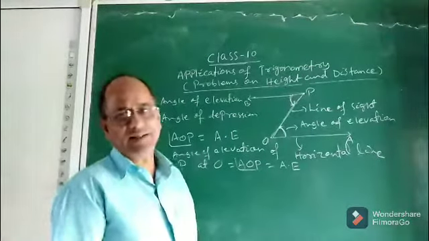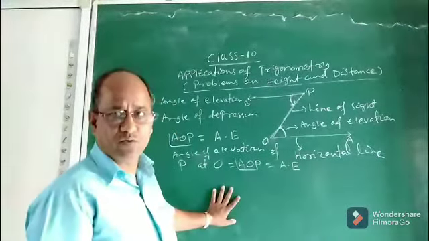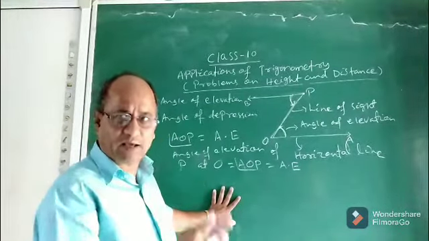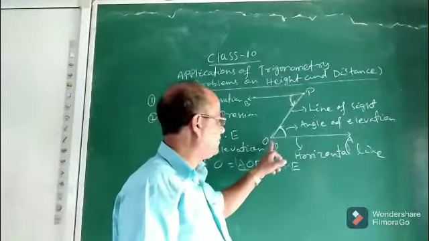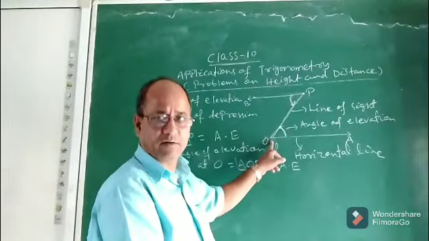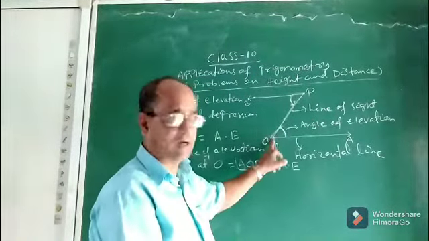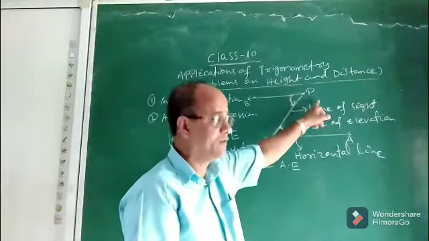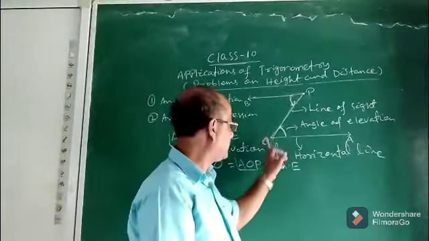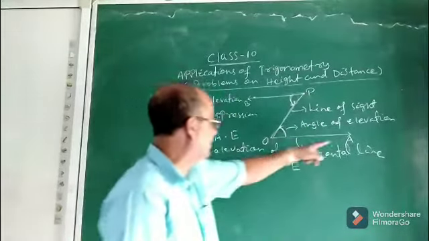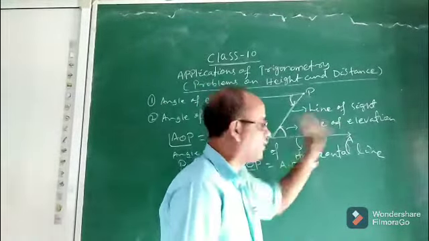Now let us see what angle of depression is. I hope you understood. When we talk about angle of elevation, the object must be above and the observer must be standing under. So the angle of elevation of the point P, or the bird, at the point O will be equal to angle AOP or angle POA.